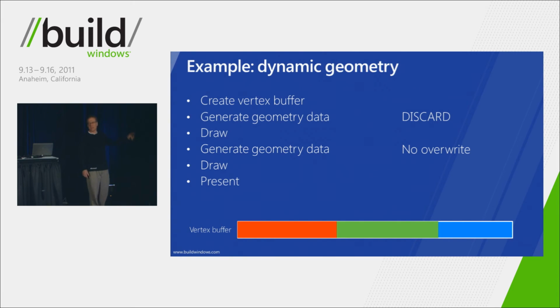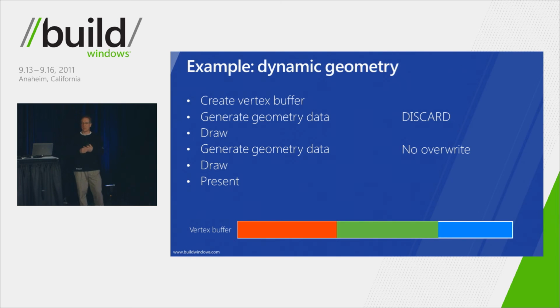So these are the kinds of hints that we can do on the map calls to be able to allow us to take better advantage of the GPU resources that are there. Similarly, the same kinds of things you can do now with Windows 8 when you think about textures.